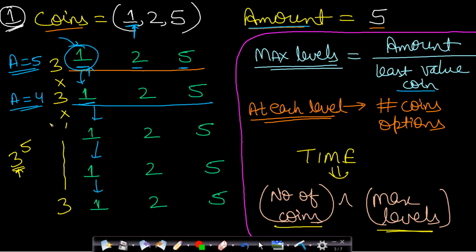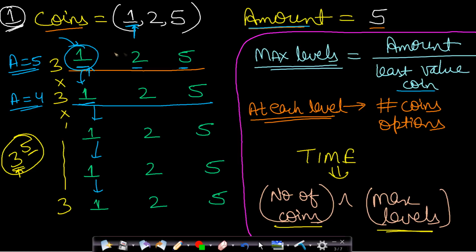So in this case the maximum level was 5 by 1. So in this case it was 5. So it is 3 to the power 5. Therefore you can see that this is having exponential time, and it will not be feasible to solve it by using recursion. But this recursion is having some properties.